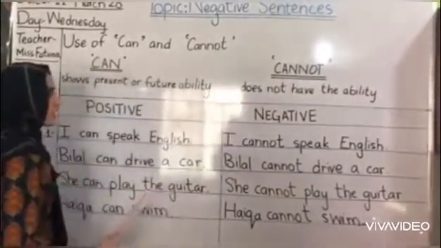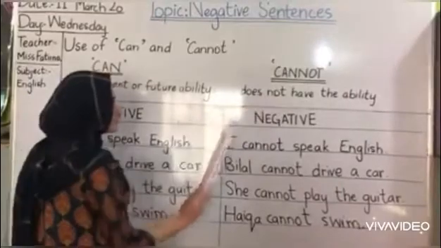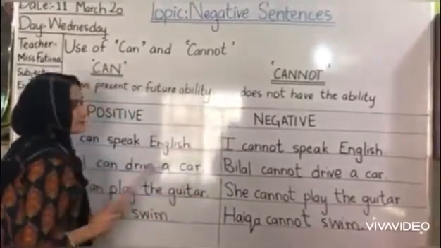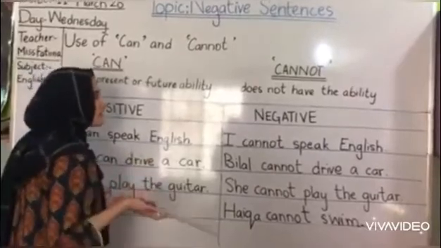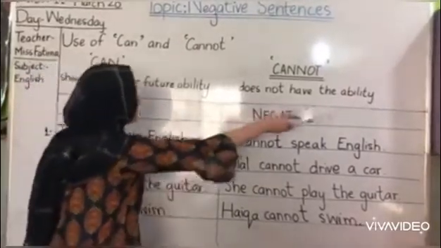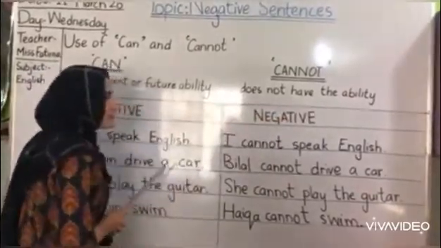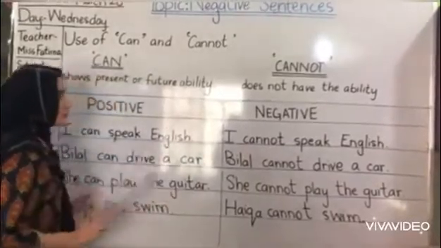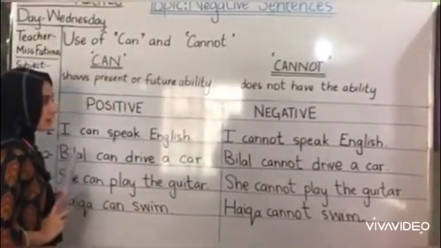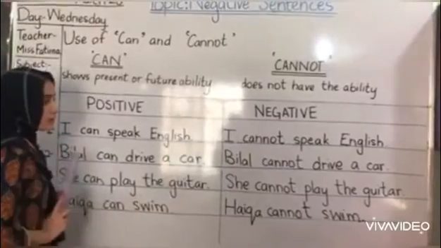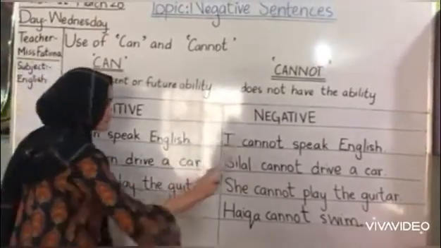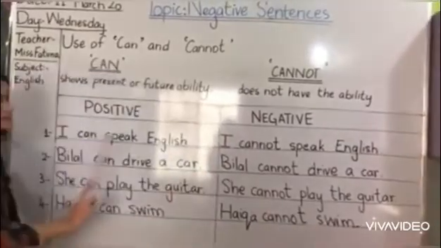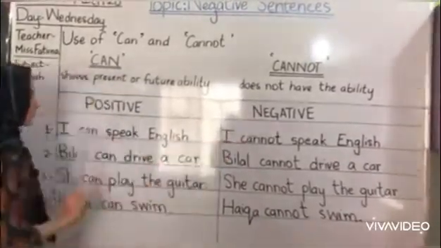As you can see, I have written here the word cannot. Now what does cannot mean? Cannot means that the person or someone does not have the ability to do some work. That means that person is not able to do the work. So we are going to make the opposite of these sentences. Now let's convert these sentences to negative one by one.